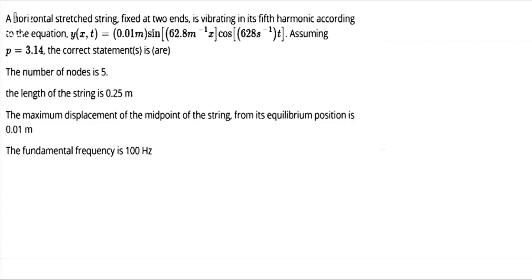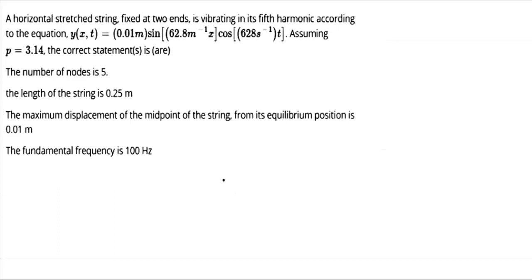Hello students, our question is: a horizontal string fixed at its two ends is vibrating in its fifth harmonic according to the equation, and we are given the equation here. Assuming pi is equal to 3.14, the correct statements are... we have to find which of the following statements are correct.